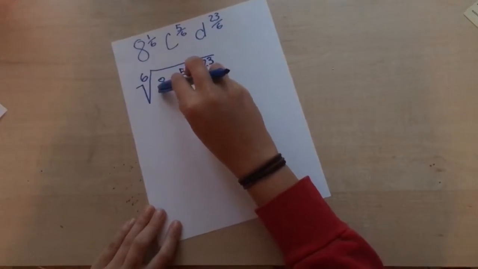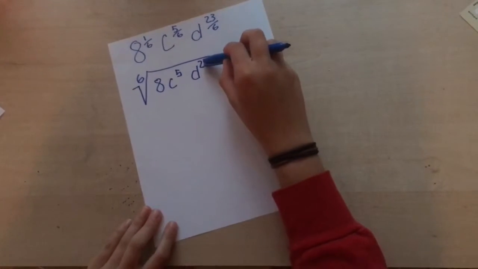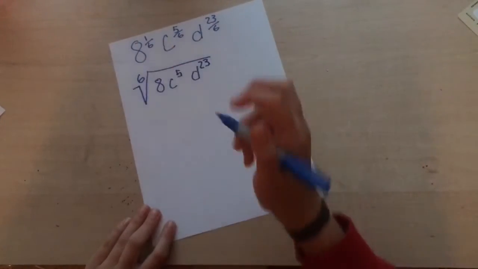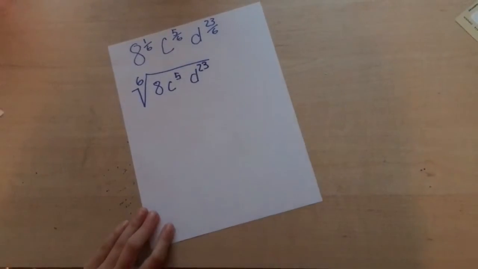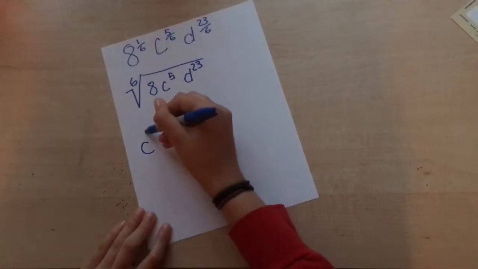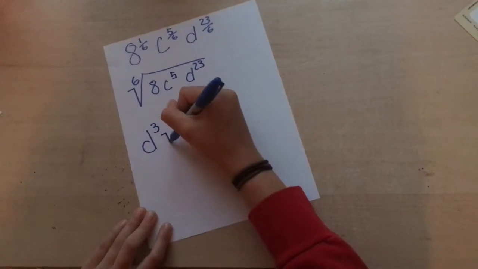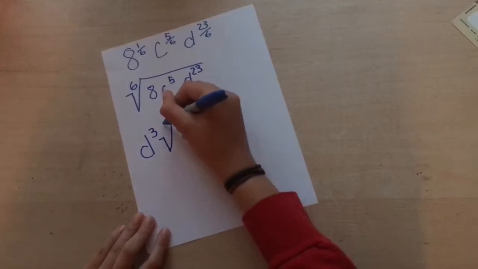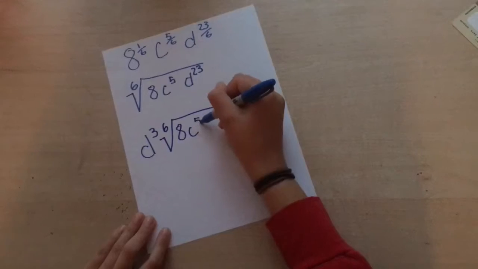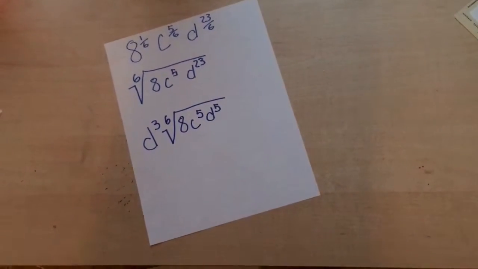And 8 cannot be simplified, and c to the 5th cannot be simplified, but d to the 23rd can be simplified because its numerator is greater than 6. So we get d to the power of 3, and that is your final answer.